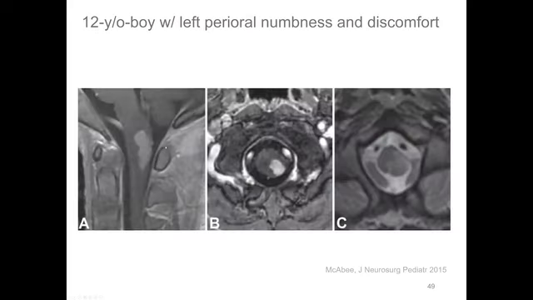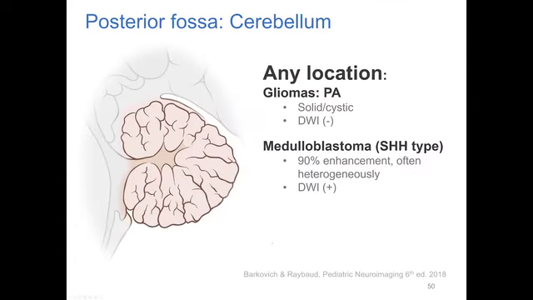So this is another case. You can see an expansile appearance. If you look at the T2, the boundary of the tumor is larger than the enhancing portion. So not all the solid portion is enhanced, a patchy enhancement. So this again is a ganglioglioma. Let's move on to the cerebellum.